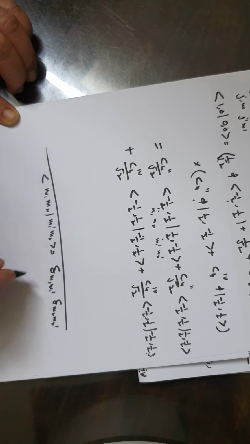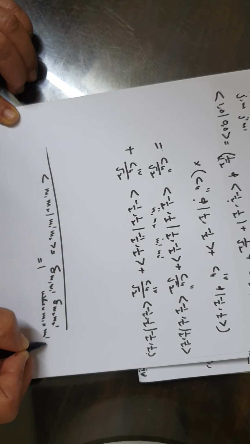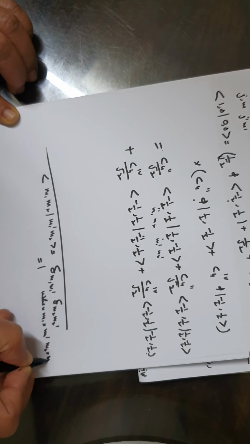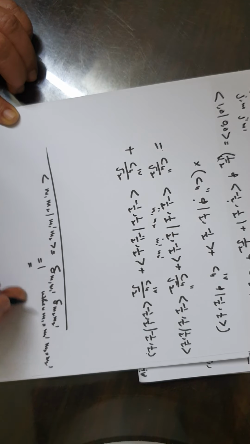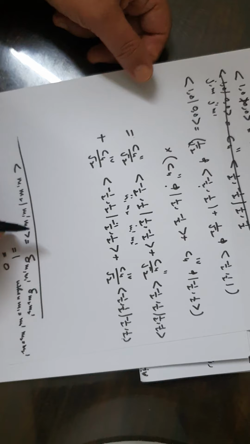This will be 1 when M1 is equal to M1 dash and M2 is equal to M2 dash. Otherwise, it will be 0. Let's see how it acts on this.